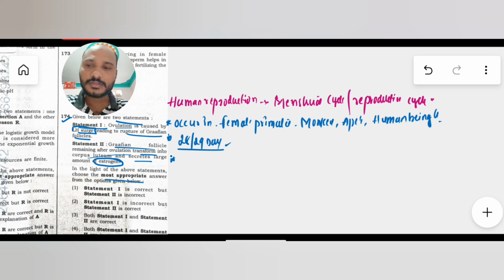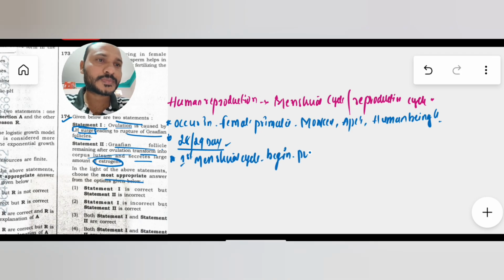So the first menstrual cycle or reproductive cycle begins generally at the puberty stage, and the beginning of the first menstrual cycle is called menarche.